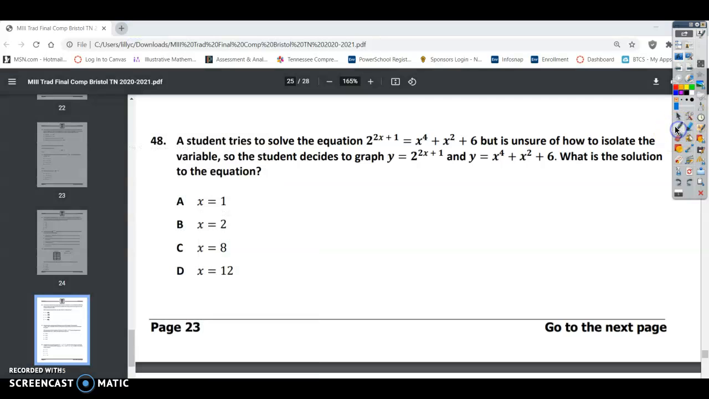Our answer is 1. All right, so for question number 48, all you have to do is graph this equation, find the intersection point, and the x value of that intersection is your answer for this equation. Number 48, the answer is A.